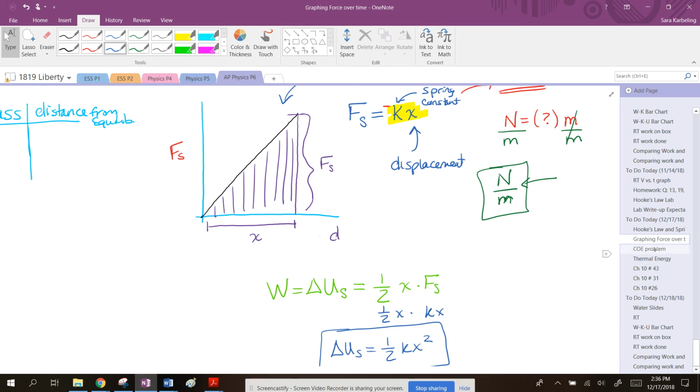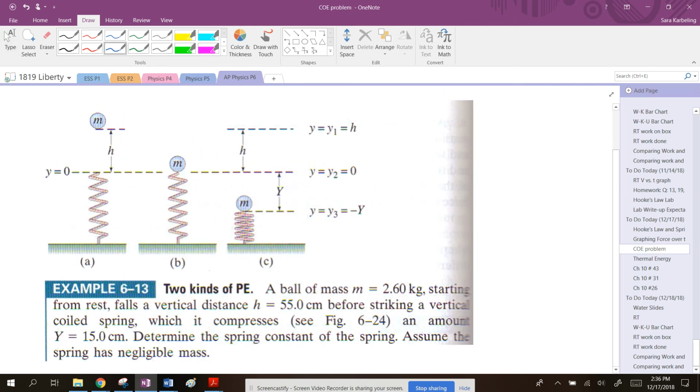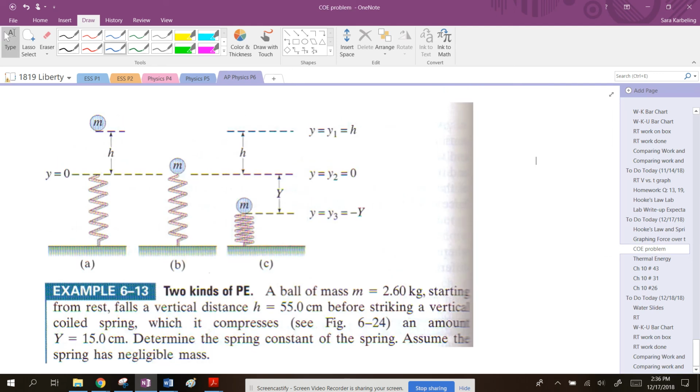Let's try a conservation of energy problem with this. We have done the problem, I think, either in homework or somewhere. We've done the problem of we've got potential energy here, and we've got kinetic energy when it hits the ground. Okay, so we're going to do that problem. We're just going to make it a little more interesting now. Because instead of just hitting the ground, we're going to hit a spring. Okay? So take a look over here.